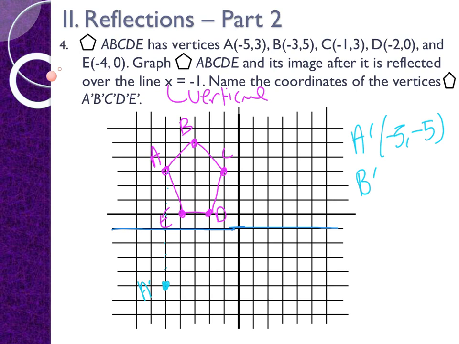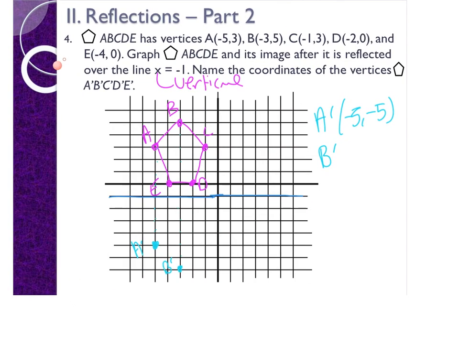So we're going to look for B prime next. B is 1, 2, 3, 4, 5, 6 above the line of reflection, so it'll be 6 below. 1, 2, 3, 4, 5, 6. So this is B prime. From my origin, I'm going to count 1, 2, 3. So -3. And 1, 2, 3, 4, 5, 6, 7. -7.